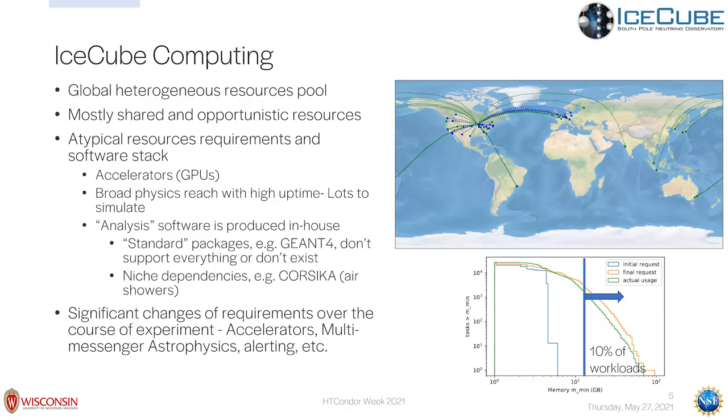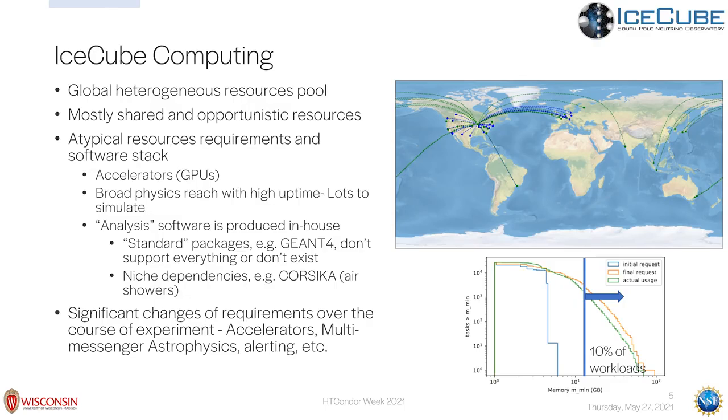So we've created this global heterogeneous resource pool. You can see here from Madison out, we can reach resources across the world, on nearly every continent. But we mostly share in opportunistic resources, meaning we borrow a lot of resources from other people through Open Science Grid. Shared in the sense that we get some allocation on a resource and we use that to do our computing.